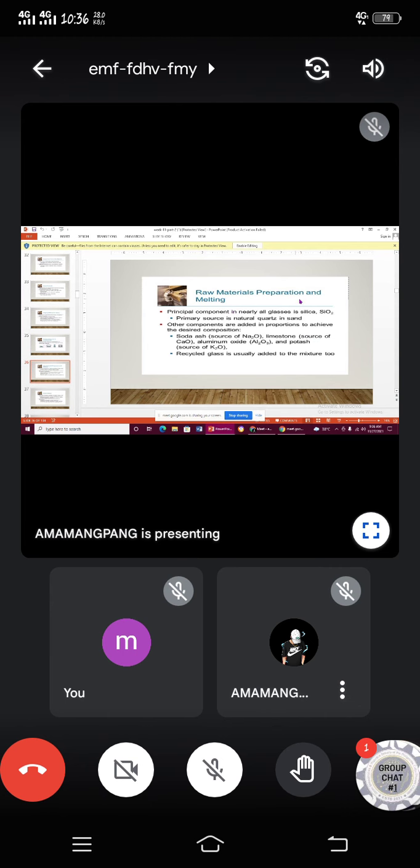So raw materials preparation and melting. The principal component in nearly all glasses is silica, SiO2. The primary source is natural quartz in sand. Other components are added in proportion to achieve the desired composition. The source of ash is limestone. The source of aluminum oxide, and other elements such as feldspar and potash. Recycled glass is usually added to the mixture too.